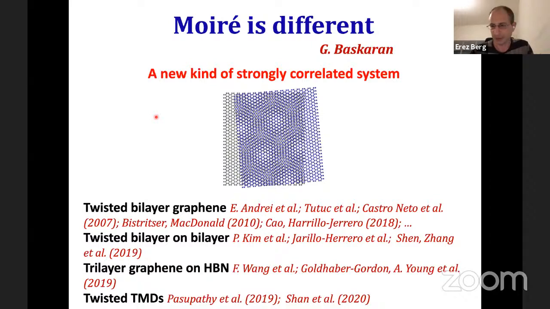And by now, that's not the only system of this class. There's also a bilayer on bilayer with a relative twist between them, which also exhibits flat bands. I'll mention this system a little bit in the following. There's trilayer on HBN. There are even TMD materials that have a superlattice and also exhibit flat bands and extremely strong correlations. So it's really become a rich field with several different systems and very rich phenomenology.